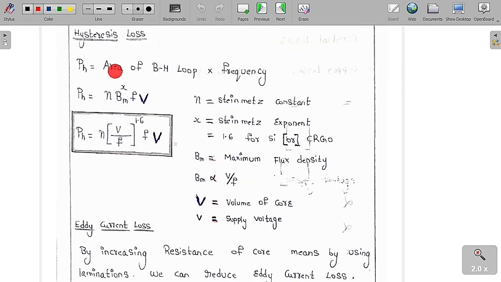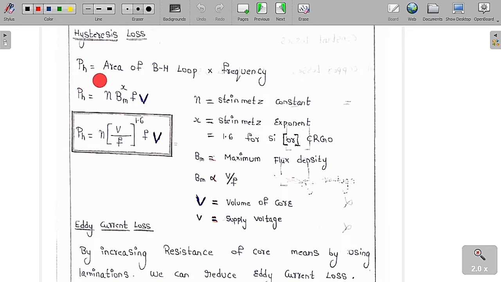Now we will discuss more about hysteresis losses. What is the meaning of hysteresis losses? Whenever the flux in the core is changing its direction with the frequency of the magnetic field, the dipoles in that magnetic field are also going to rotate. They are going to consume and dissipate a small amount of energy, so the core is going to get heated. That is called hysteresis loss.